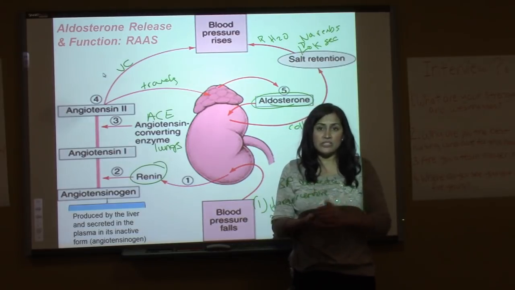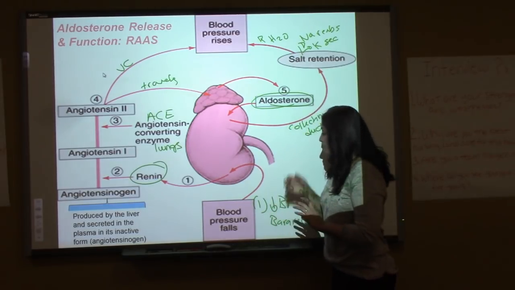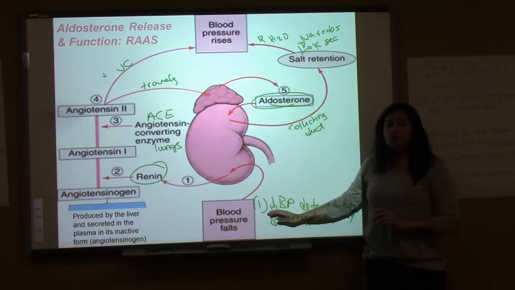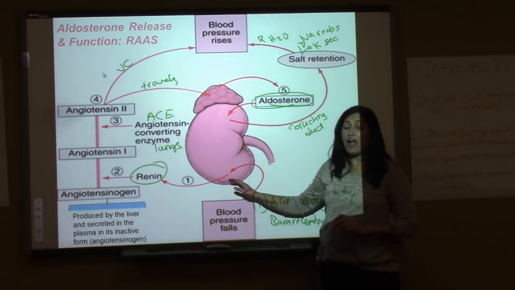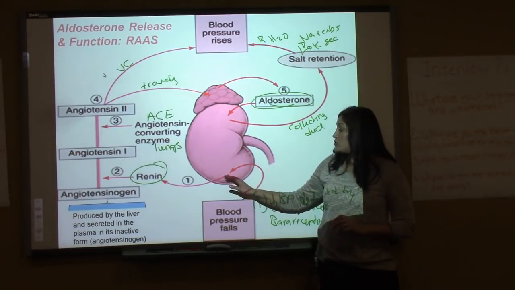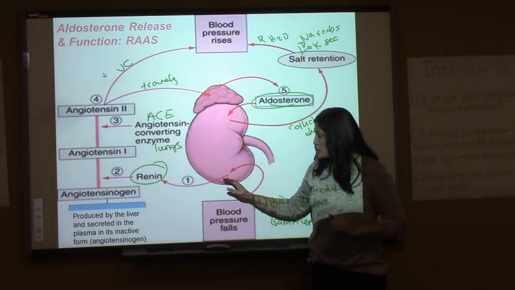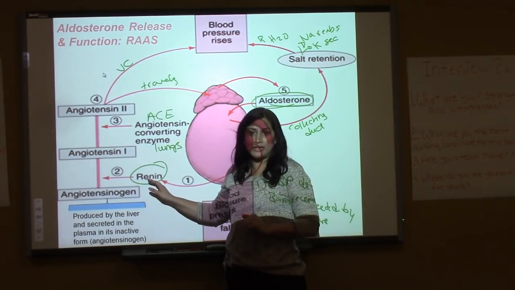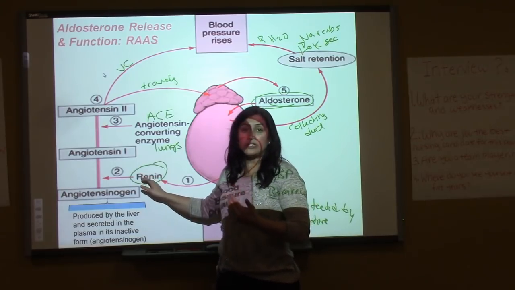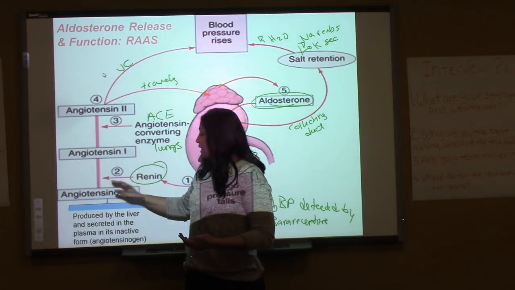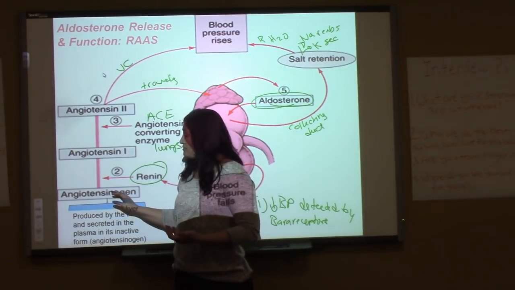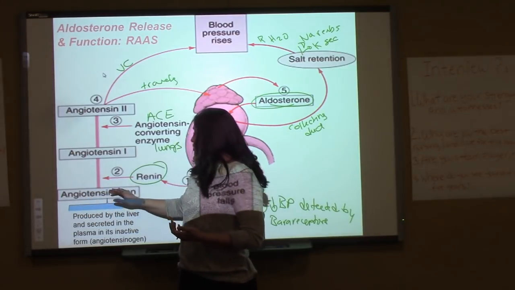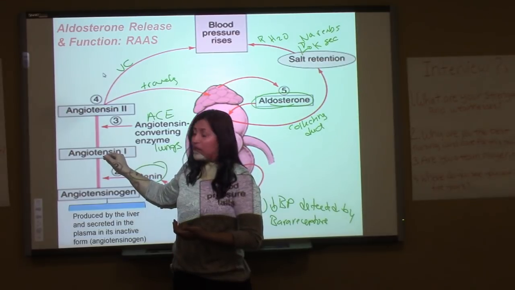So let's go through this cycle once again. Step 1. A drop in blood pressure is detected by baroreceptors found in the afferent arteriole of the kidneys. As soon as the kidneys detect there's a drop in blood pressure, it will release a hormone called renin. Renin will now be secreted into the plasma, and in the plasma it will find angiotensinogen, which is inactive. It will convert angiotensinogen into angiotensin 1.